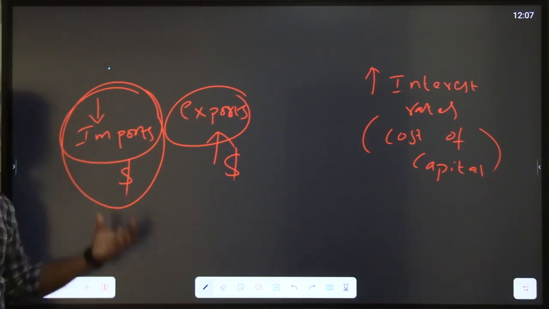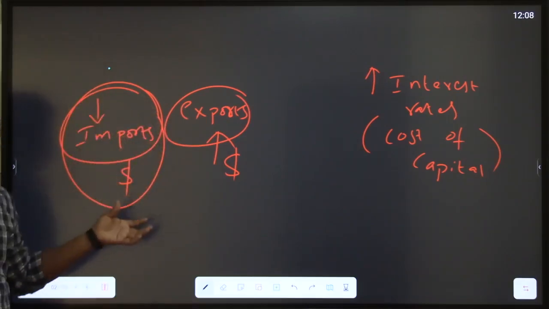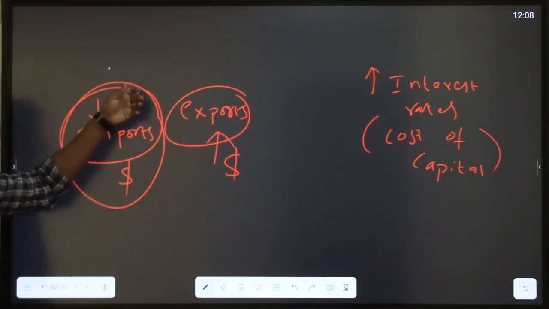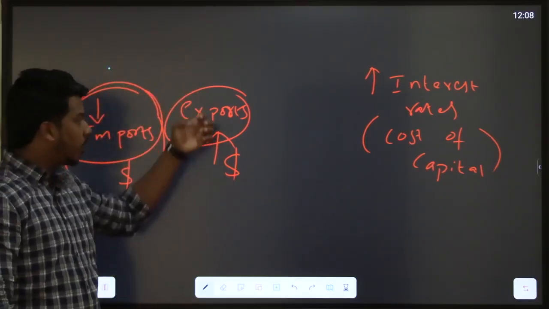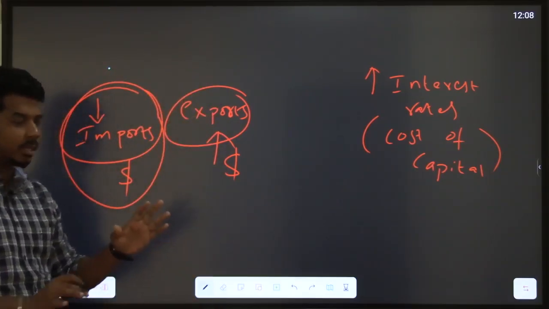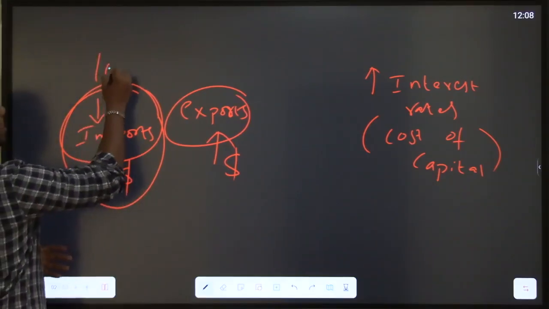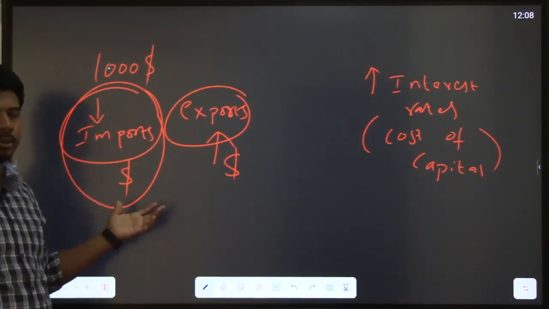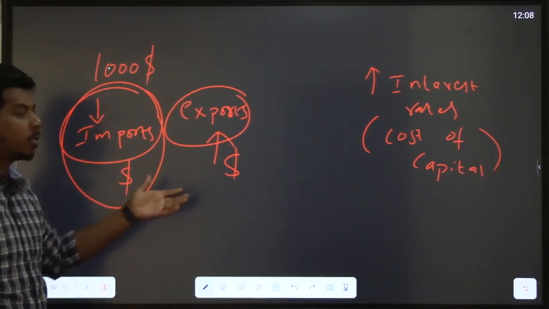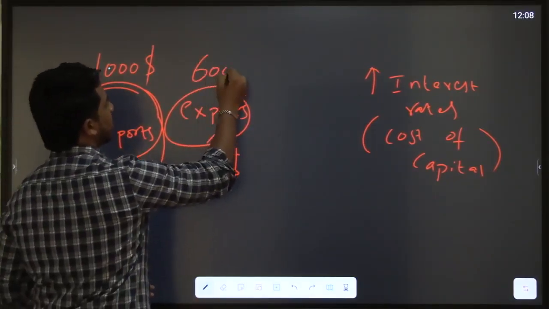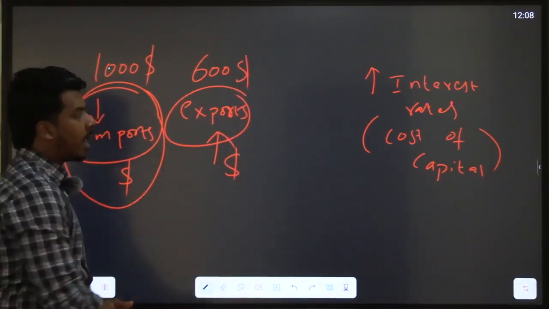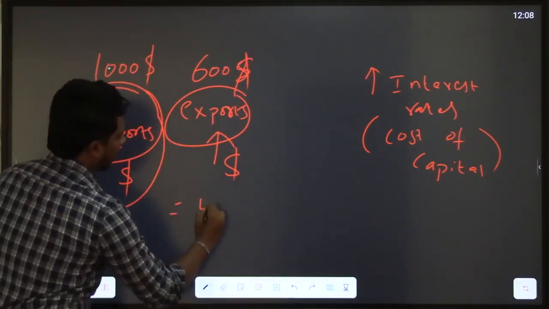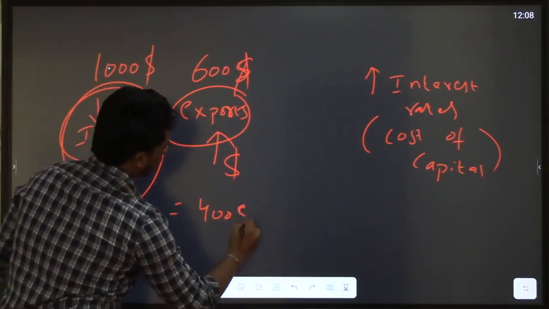So imports are rising. Imports are too much in quantity. We are paying too many dollars. We need to pay too many dollars, but our exports are less. So we are getting less US dollars. For example, let's say you have to pay 1,000 US dollars for importing, but your exports are only 600 US dollars. So you have a deficit of $400. Okay, 400 US dollars.